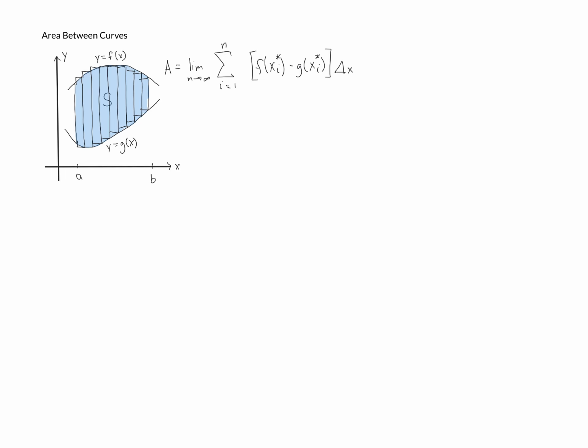However, this is just a definite integral. We know that when we have the limit as n approaches infinity of the sum as i ranges from 1 to n of some function times delta x, that is the integral of that function. And in this case, the integrand is going to be the difference of those functions. And so what that means is that our area is going to be the integral from a to b of the difference f of x minus g of x dx. That is how we figure out the area between two curves.